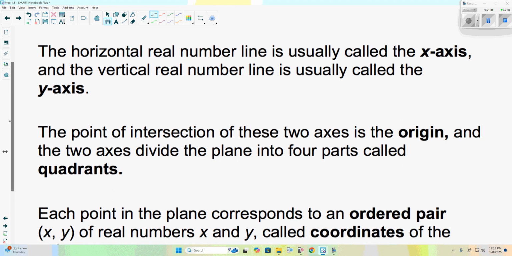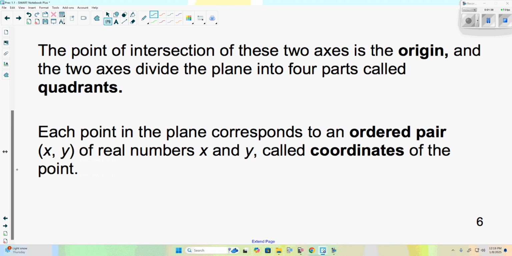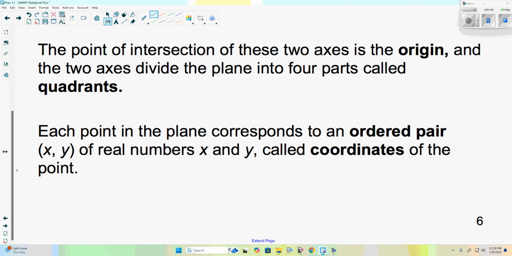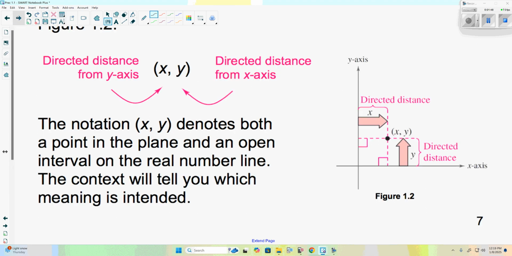The two axes are usually called the x-axis and y-axis. The point of intersection where they cross is the origin. And these two axes divide the plane into 4 parts called quadrants. All right.